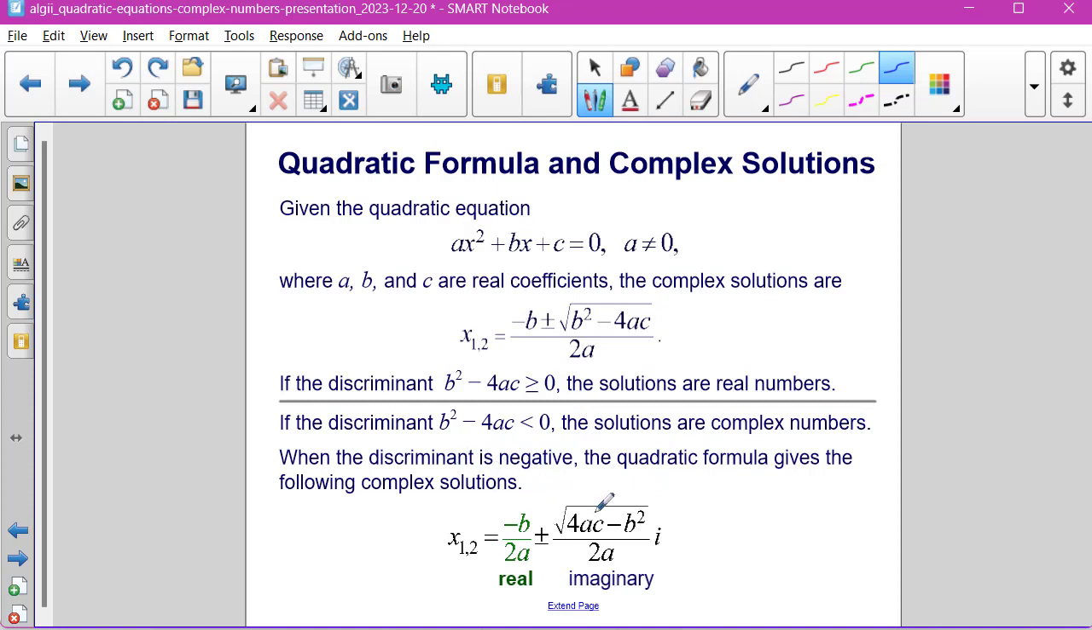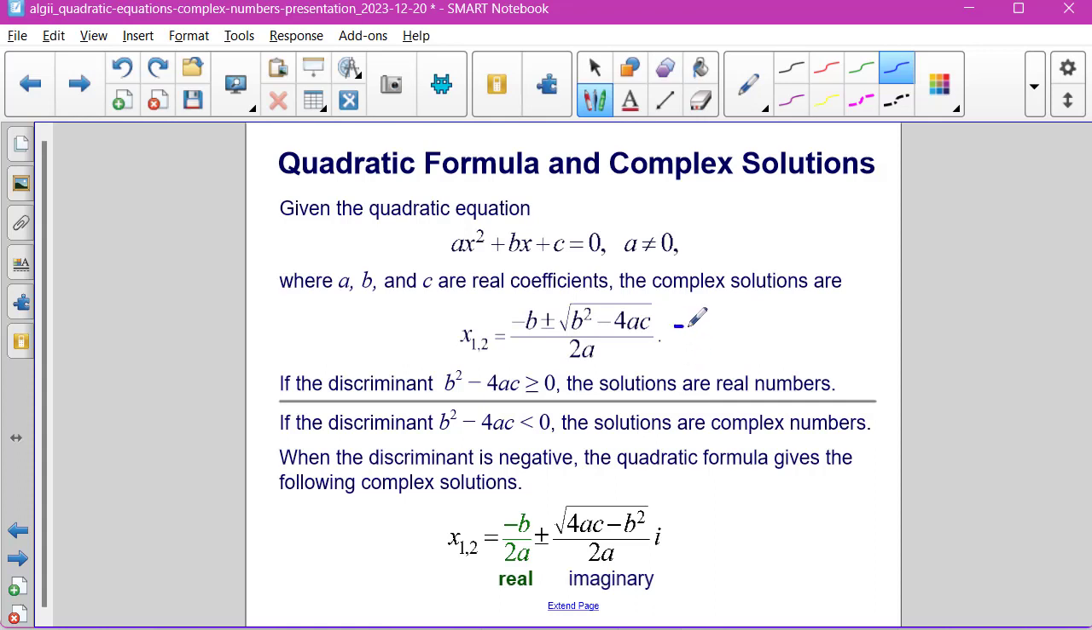And the quadratic formula gives us these complex solutions. We have the real part, which corresponds with the axis of symmetry, but then we have a plus or minus the square root of 4ac minus b squared times i over 2a as the imaginary part. Now some of you may be like, wait a second, how did I get from b squared minus 4ac to 4ac minus b squared with an i after it?